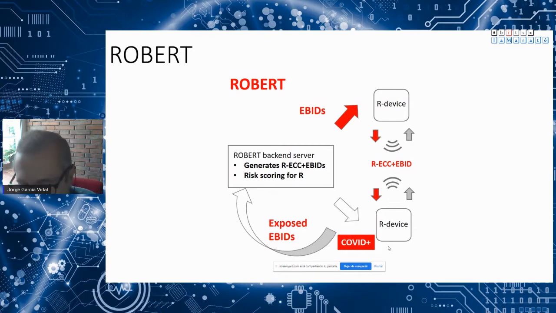The users, every 15 minutes, use a different one of those EBIDs to make tracking the movement of users difficult. They also use different MAC addresses. And they broadcast those EBIDs using Bluetooth Low Energy, and the other devices just store, log the received EBIDs. When a user receives a positive COVID test, they give a list of the received EBIDs, what are called exposed EBIDs. We call them exposed because they are the EBIDs sent by the people who are at risk of being infected, not by the user who is infected. So this list goes to the server, and the server can identify the users who were at risk, perform the risk scoring, and notify the users for whom the risk score is higher than a given threshold.